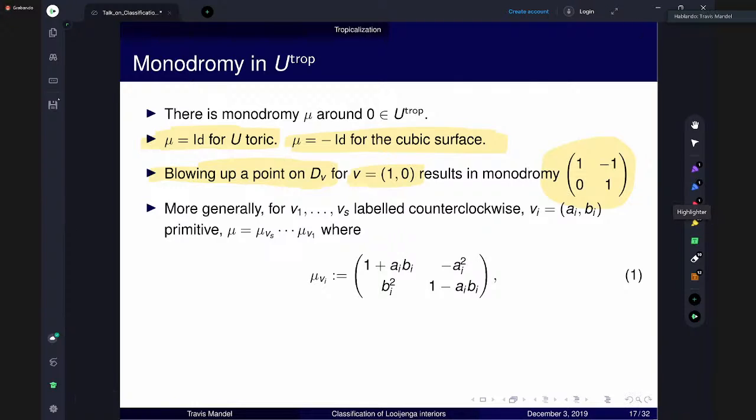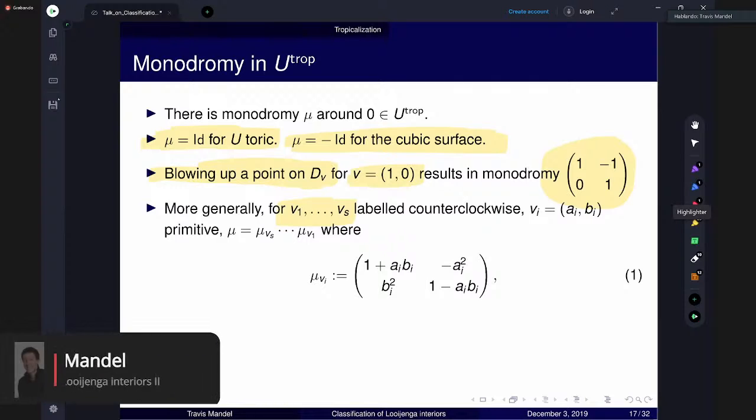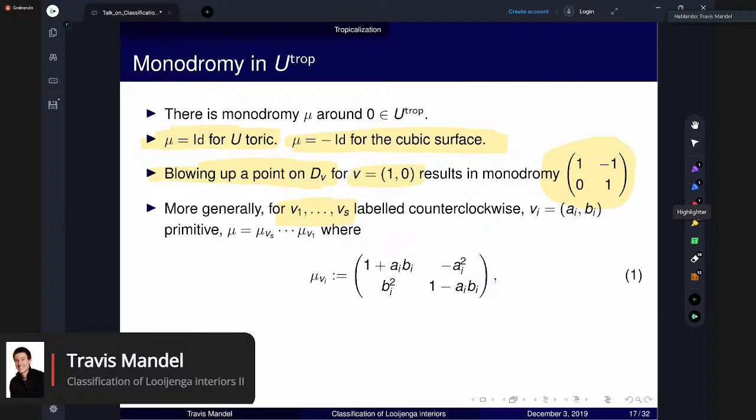And then if you have a bunch of VIs, assume that they're cyclically labeled counterclockwise, then as you go around U-trop, you'll hit the rays generated by these. And each time you hit one of those rays, you apply the corresponding monodromy from that focus-focus singularity. So you basically apply this matrix, but you have to express it in the right basis. So instead of v being (1, 0), it'll be whatever vector.